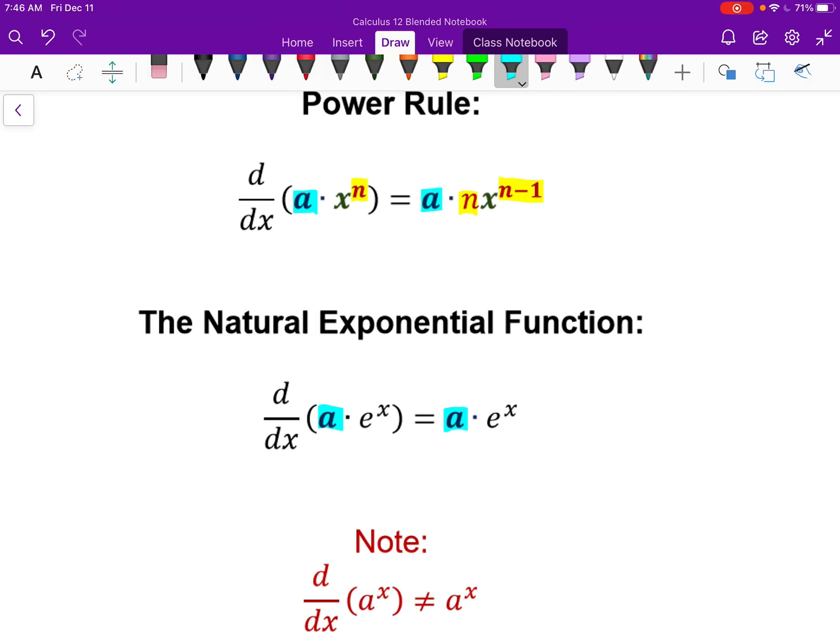Now I will say this is only true if you have a base of e. If you have any other base for an exponential function, the derivative of the exponential function is another exponential function, but it's a different one. So for example, the derivative of 2 to the power of x is not 2 to the power of x. It's a different exponential function, and that's kind of a characteristic of exponential functions. The derivative of exponential functions is another exponential function, but only a base of e is literally the exact same thing, which is really pleasant.